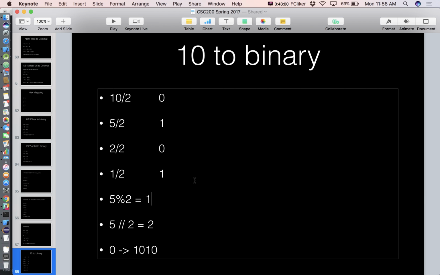Make sense? So I'll post the solution to the homework today, and I'll post the starting point for the next thing, but that's due on Wednesday. All right, have a good one.